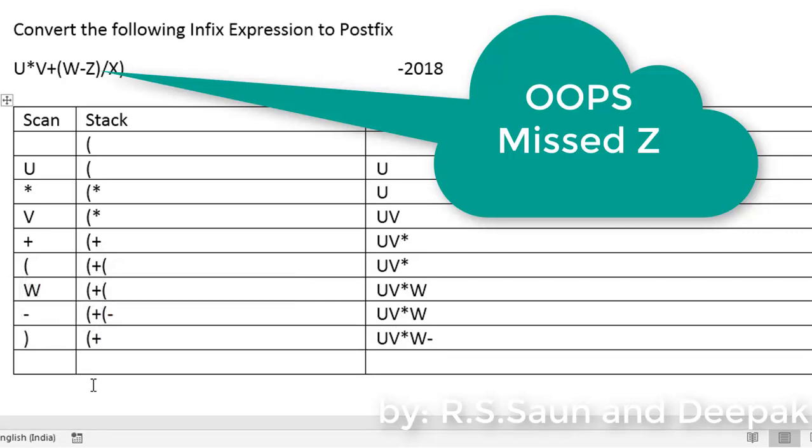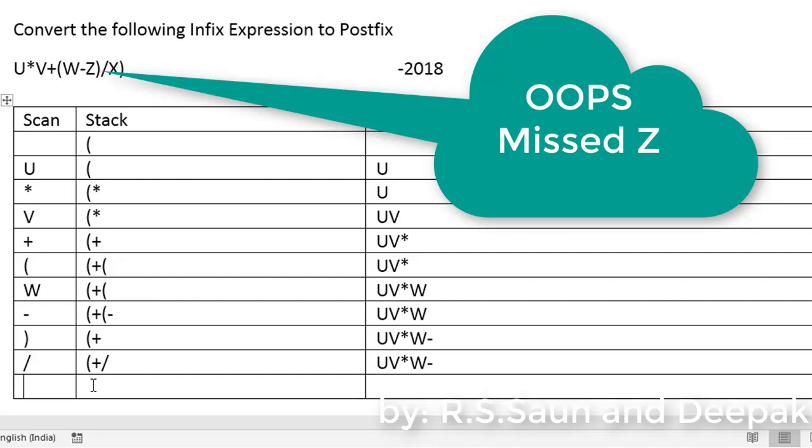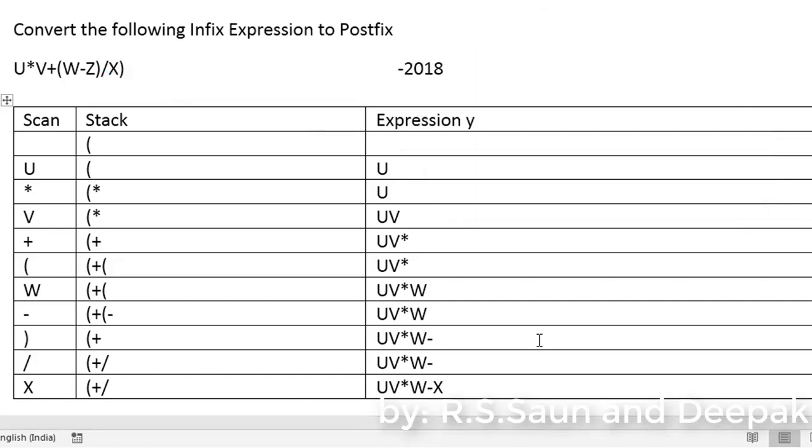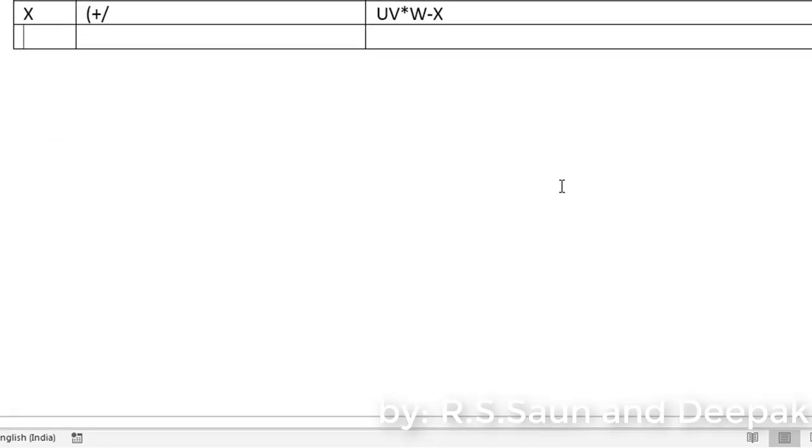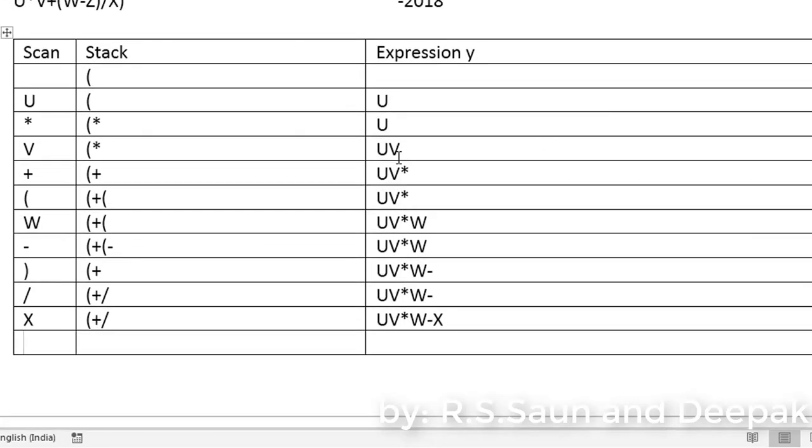Now let us move forward, and we have a slash. You can see plus has a lower precedence level than the divide, so divide goes to the stack and plus is not popped, and your expression is like this only. Then we have an x, it is an operand, and your stack status remains unchanged and x goes to the expression. And finally we have a right parenthesis.